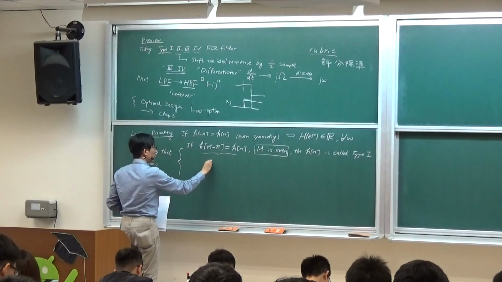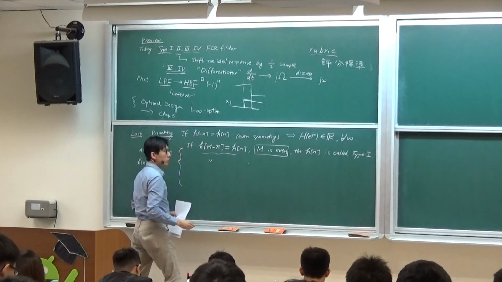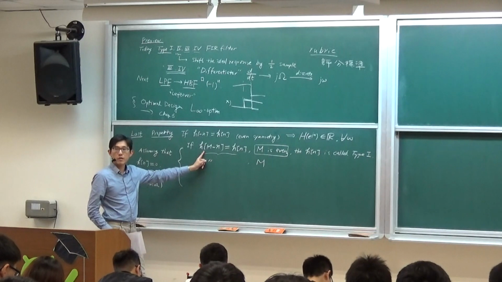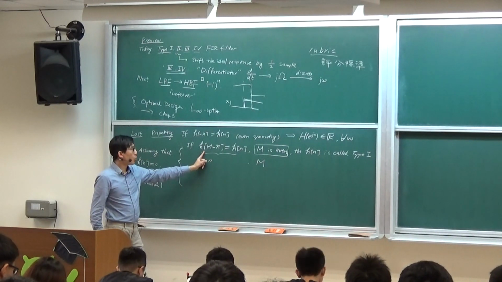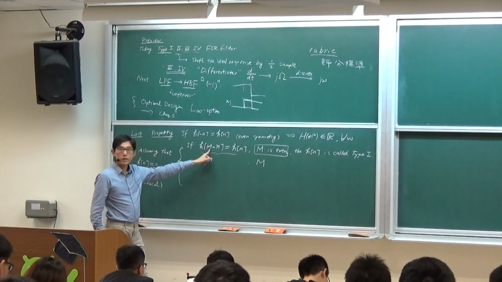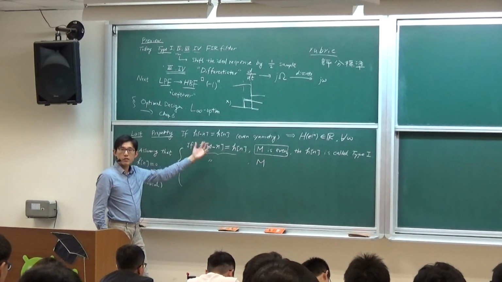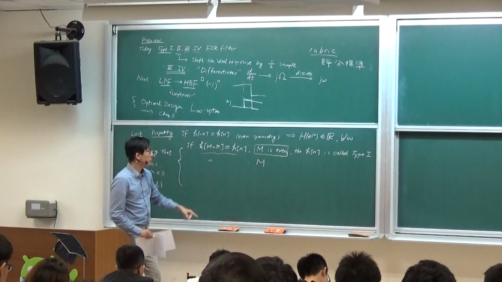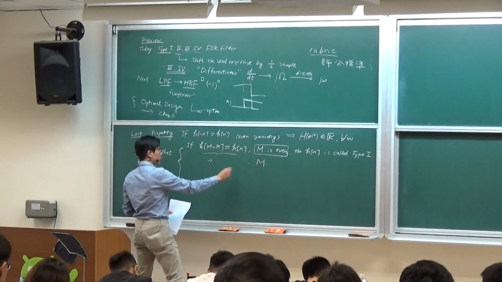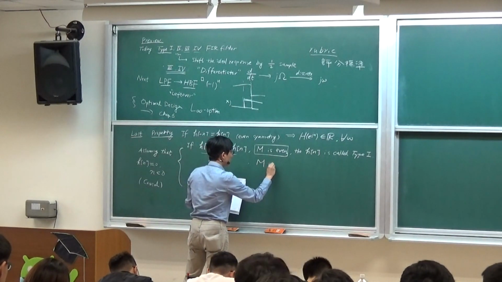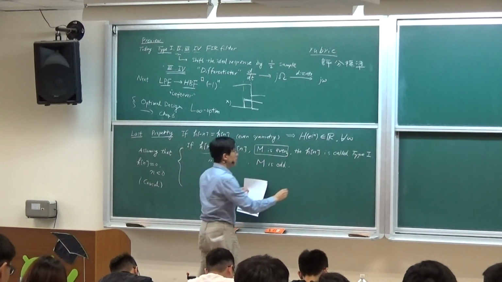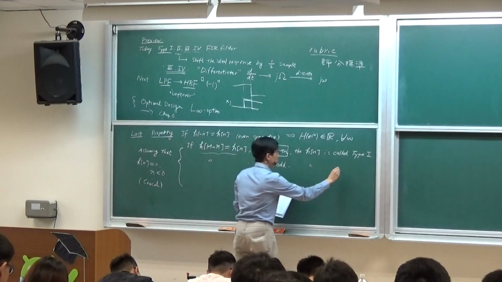And here, same thing, even symmetry, if we have an evenly symmetric h of n, but with an odd m. By even symmetry, I mean left to right, okay? There's no minus sign. So if this relation holds, but in this case m is odd, then we call it type 2.